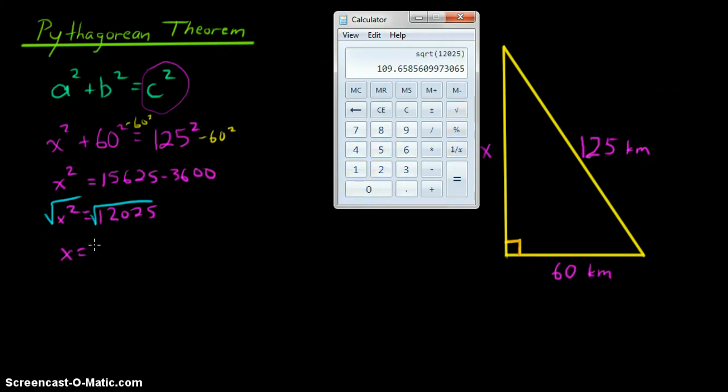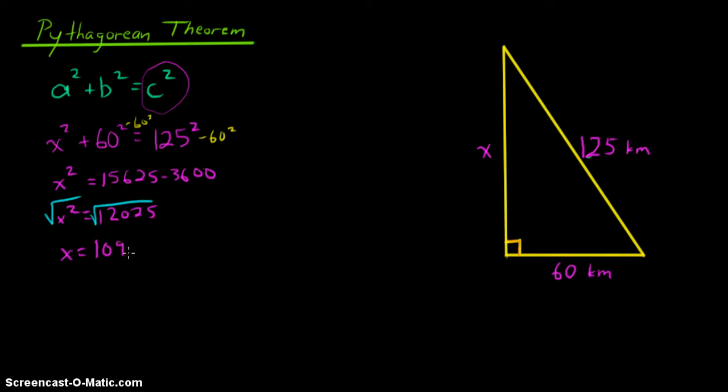109.7 or so. Okay. So 109.7 kilometers. Don't forget your units. And of course, we could go over here and we could write that in. 109.7 kilometers. And that's it for Pythagorean.